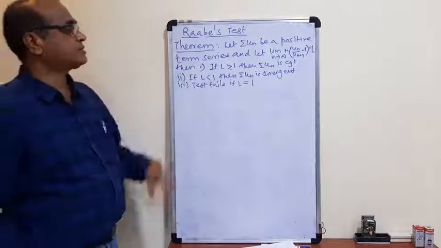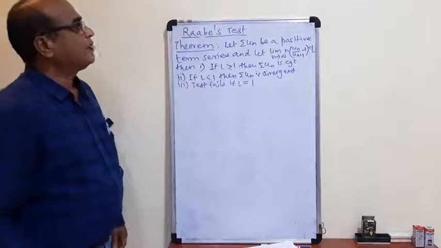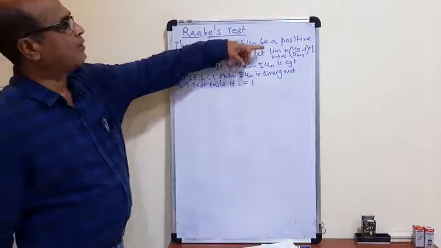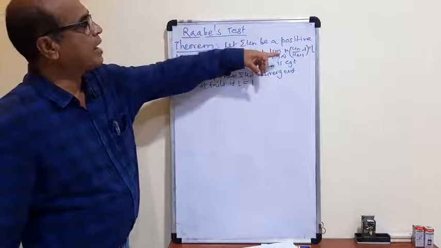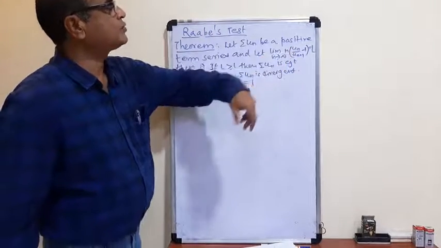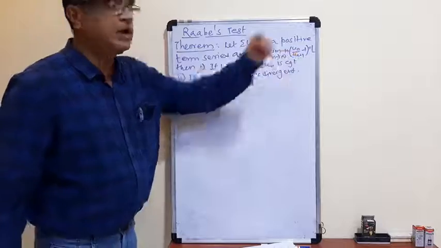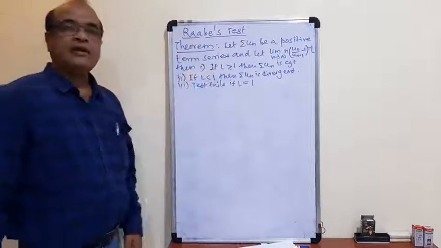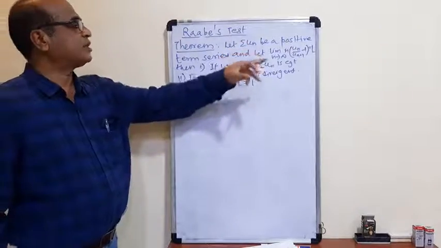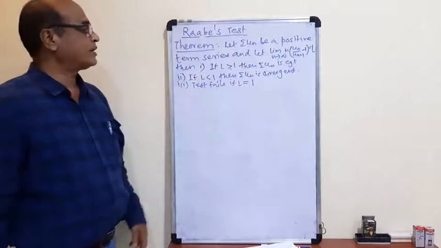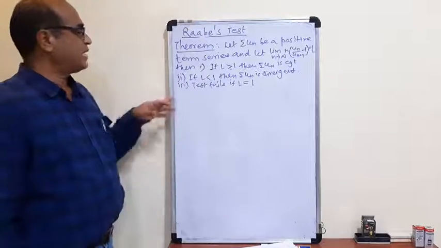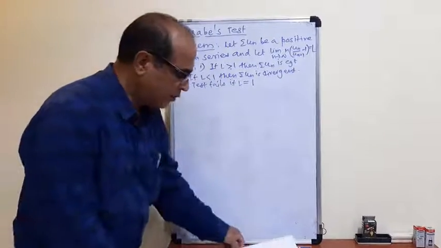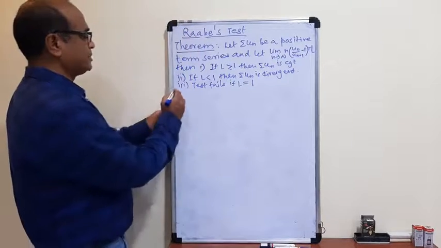So what is the Raabe's test? Let un be a positive term series, and let limit of n into bracket un upon un plus 1 minus 1 is equal to L, so that L is finite. Then if L is greater than 1, the series is convergent. If L is less than 1, the series is divergent, and the test fails if L is equal to 1 here. Okay, we take an example.